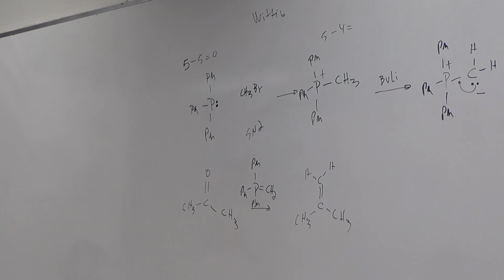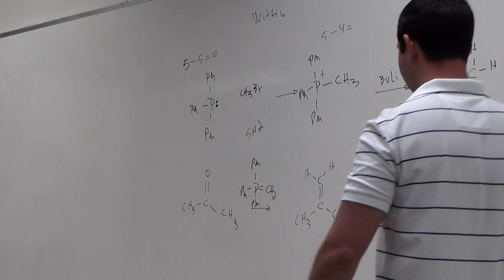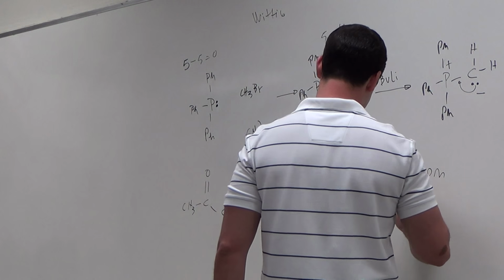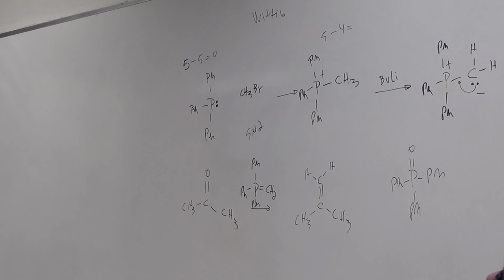The Wittig looks weird, okay? What happened to the phosphorus? I have no idea. Why do you want to know? I took care of it. What I care about is called the organic product, okay? The phosphorus is like this now, double bonded to the oxygen. That's what that is, okay?